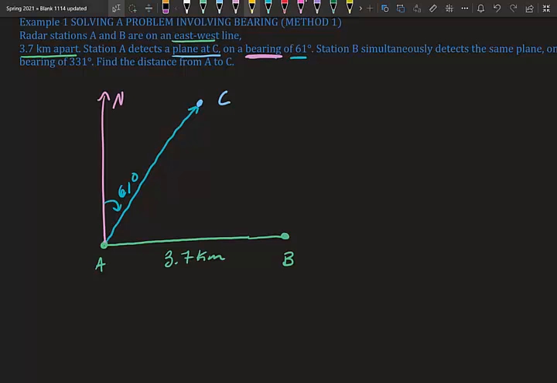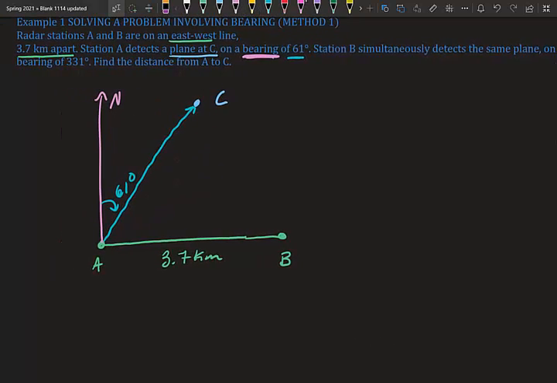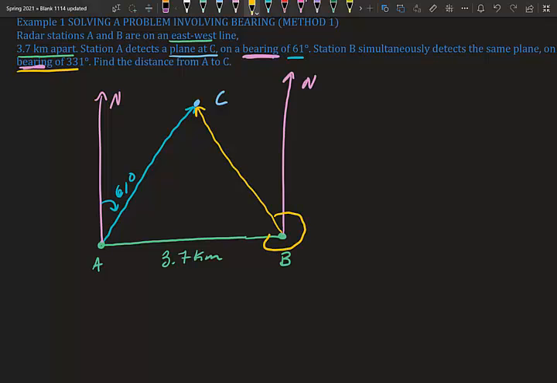Then it tells us simultaneously at B, they detect the same plane on a bearing of 331 degrees. So again, that word bearing told me from B, we have north, south, east, west. It had a bearing of 331 degrees, so it detects it at C at 331 degrees. That goes counterclockwise.